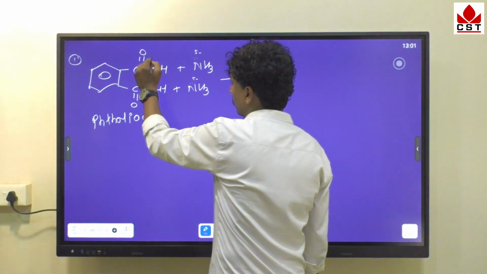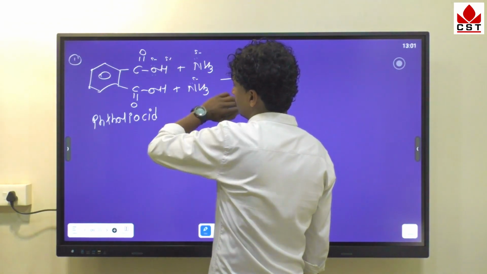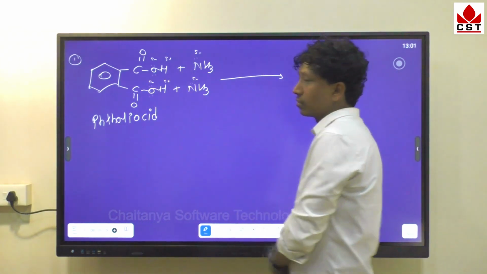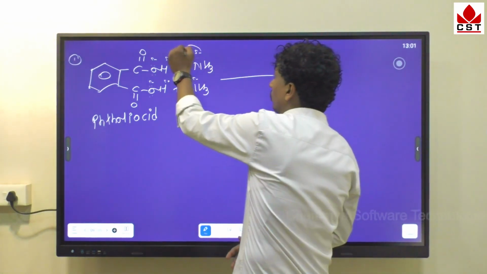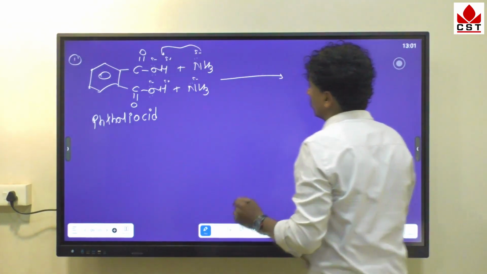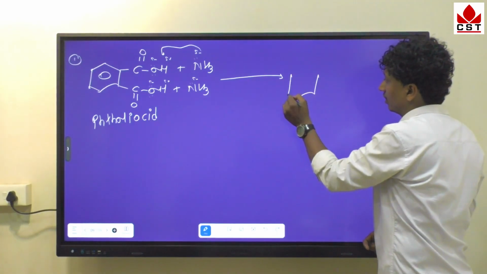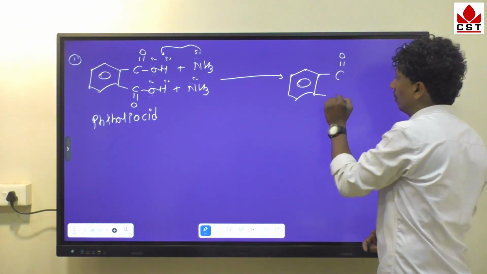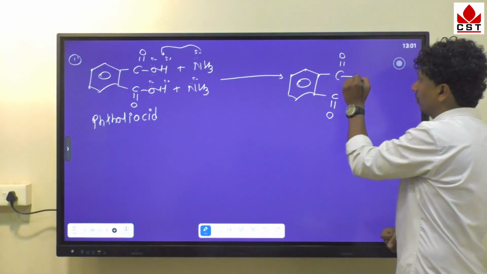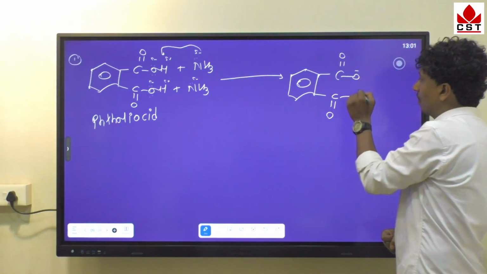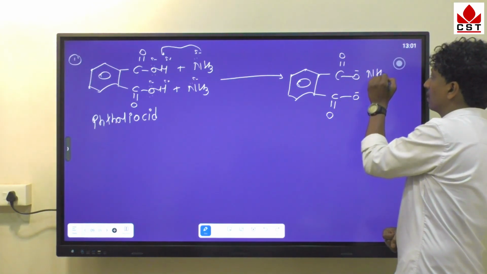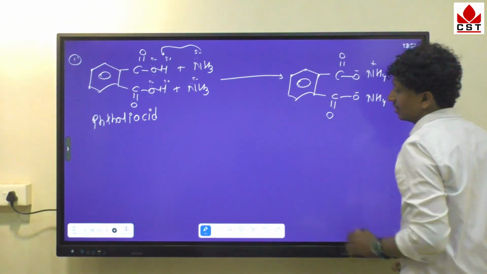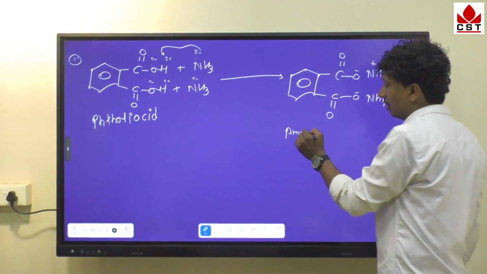So what happens in this reaction? Delta negative, delta positive. These two NH3 abstract hydrogen, and the ring is as it is in the reaction, with C double bond O and O minus, and the formation of NH4 plus. This is the salt.